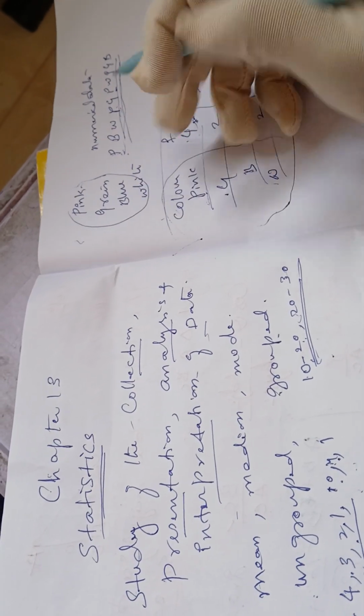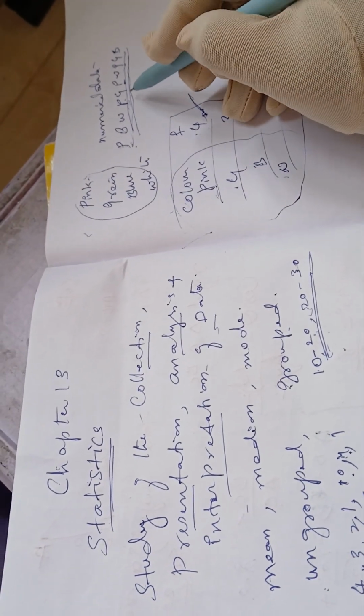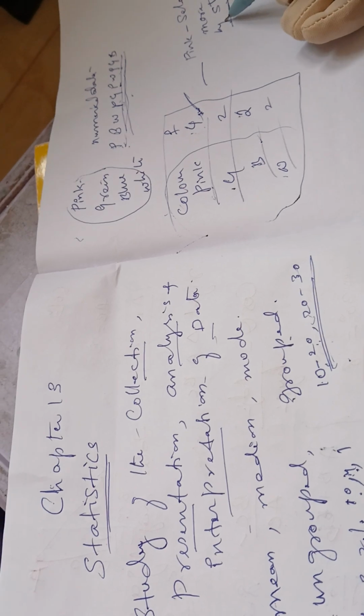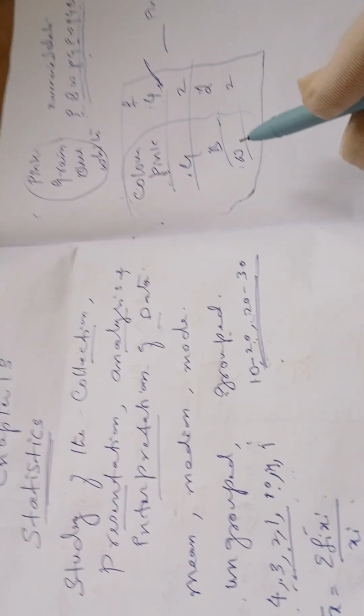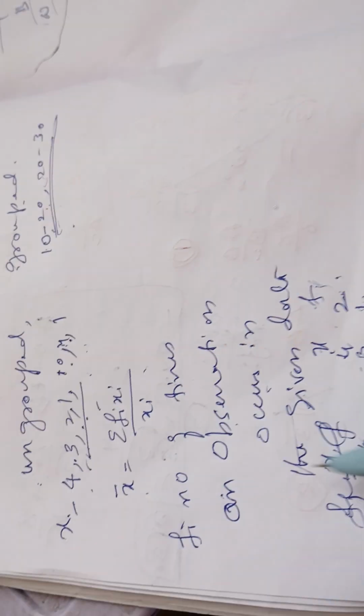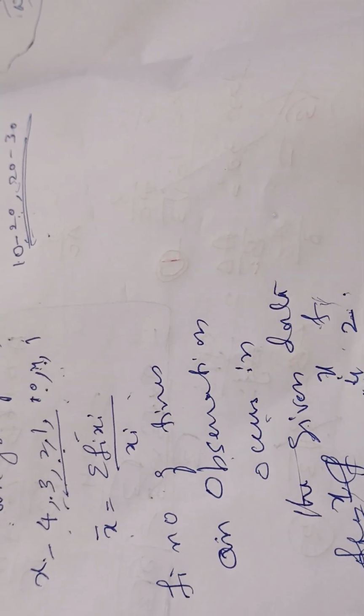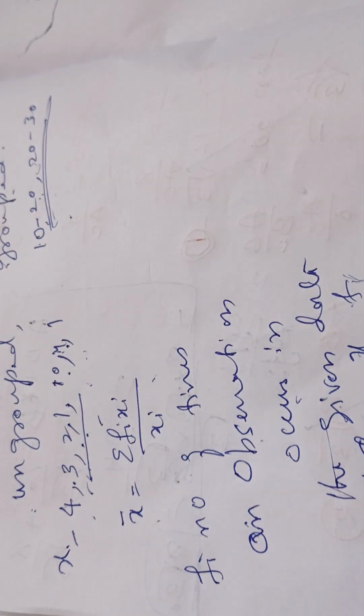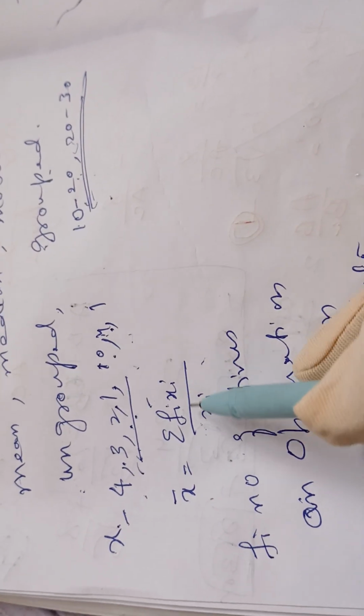Statistics is nothing but the collection of data, presentation, analysis and interpretation of data. Here also we are doing the same thing. The data is given, we have to present the data, we have to find how many times the 4 is occurring. With the help of these numbers we can calculate the fi xi.